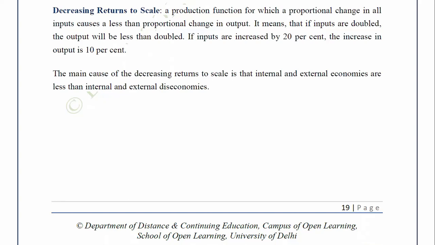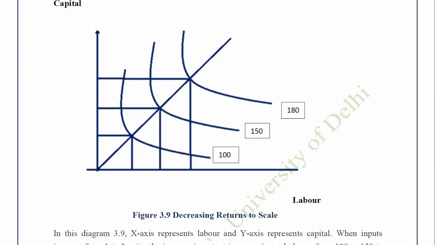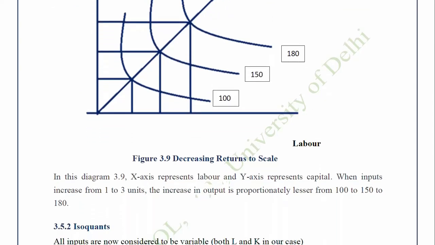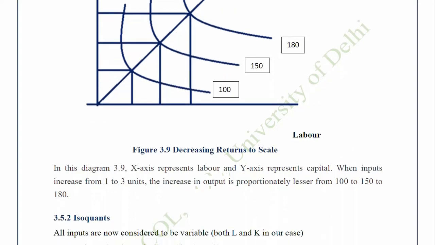The main cause of the decreasing returns to scale is that internal and external economies are less than internal and external diseconomies. Figure 3.9 depicts decreasing returns to scale. In this diagram, the x-axis represents labor and the y-axis represents capital. When inputs increase from 1 to 3 units, the increase in output is proportionately lesser, from 100 to 150 to 180 units.